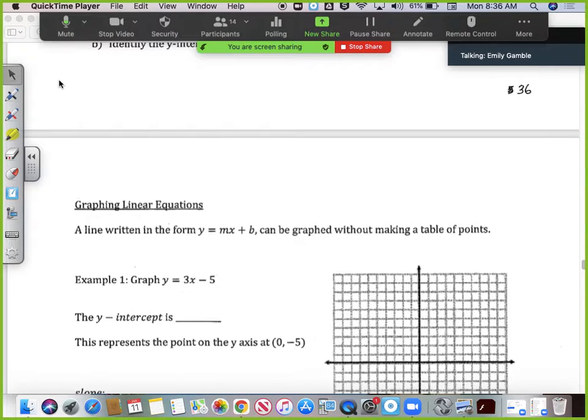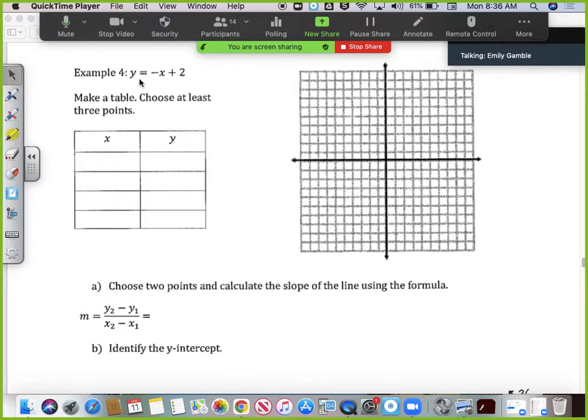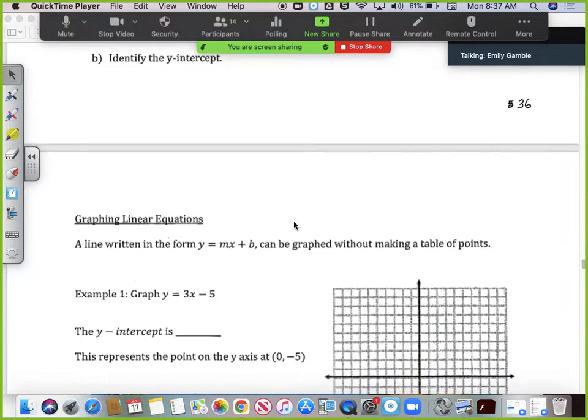So if you remember previously, what we did was we took equations like y equals negative x plus 2. We filled out the table for them, so I gave you some numbers to use for x, usually like negative 1, 0, 1, and 2 will work. And then you replace those numbers in for x to get your y number, and then you get ordered pairs. You plot those ordered pairs, you make a line, and then that would be the graph of that linear equation.